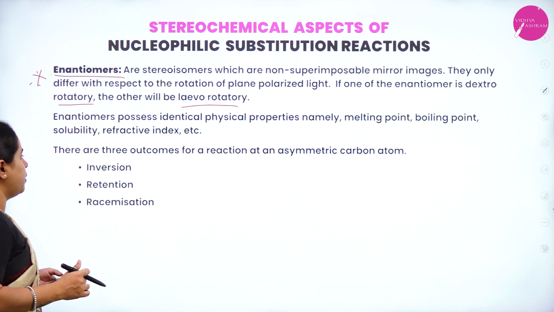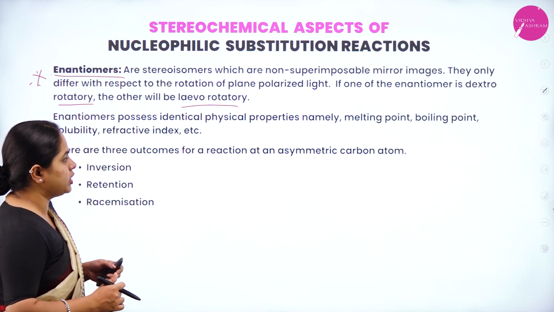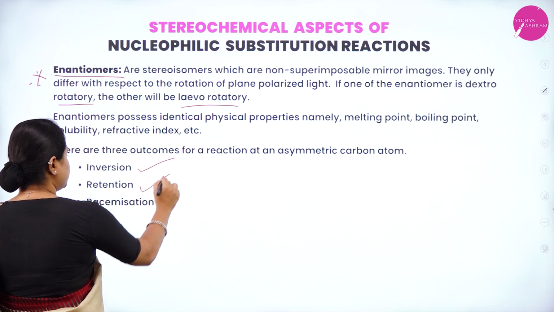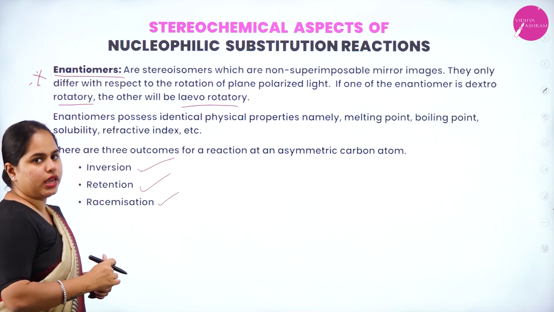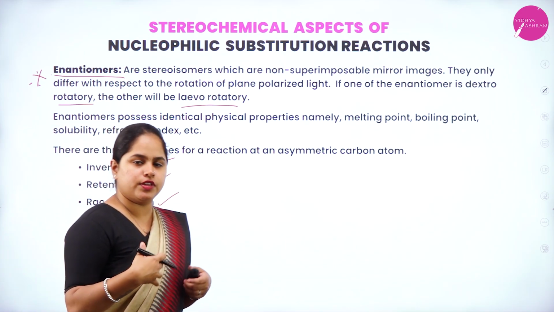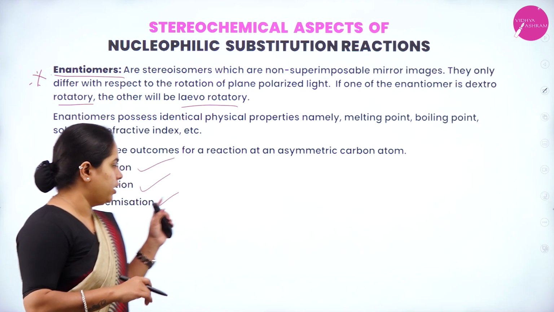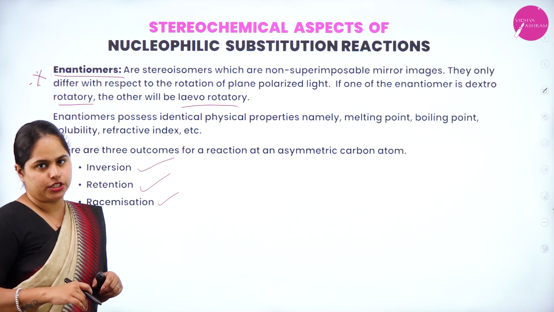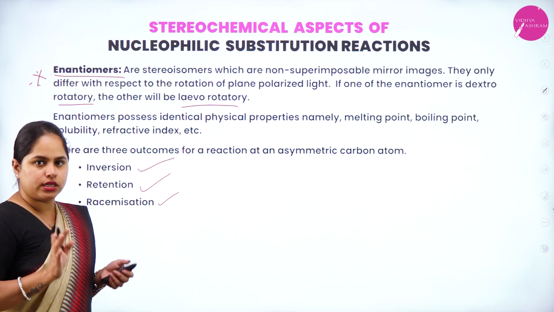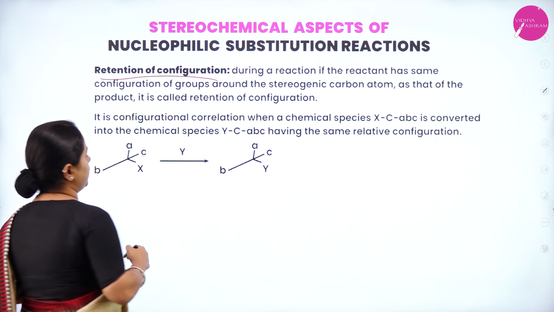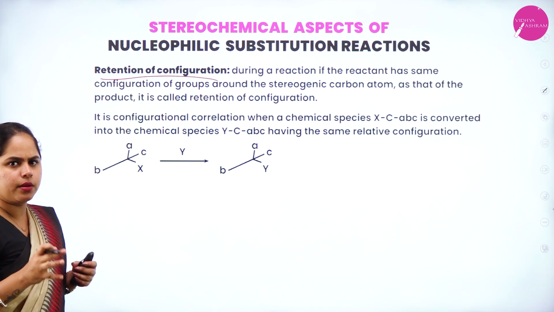Now moving on to the next part, there are 3 outcomes for a reaction at an asymmetric carbon. Either it can undergo inversion, retention or racemization. If we have an asymmetric carbon undergoing a nucleophilic substitution reaction, it can undergo inversion, retention or racemization. Let us understand. First, what is retention of configuration? Retention means it will remain the same, right?